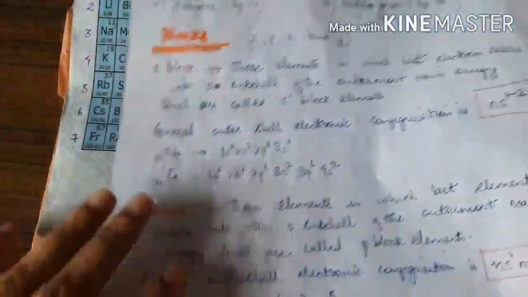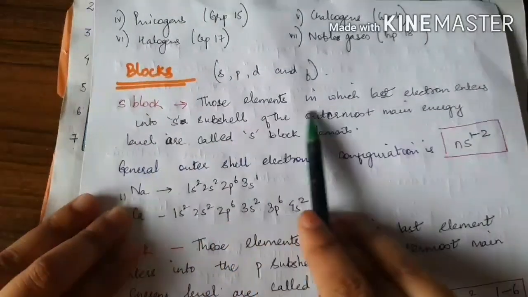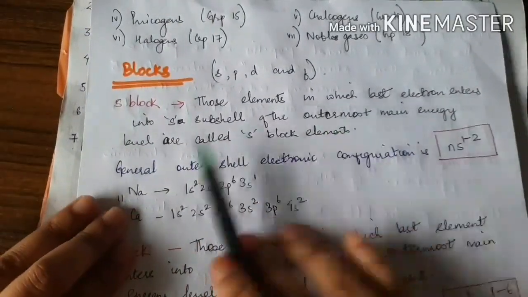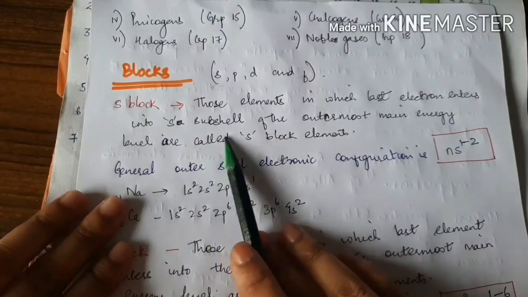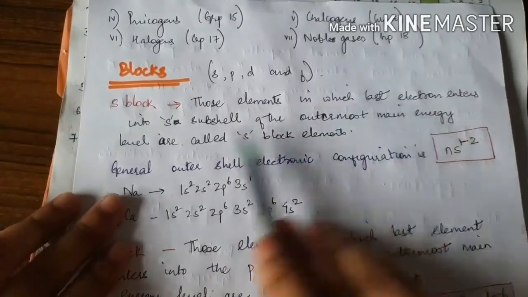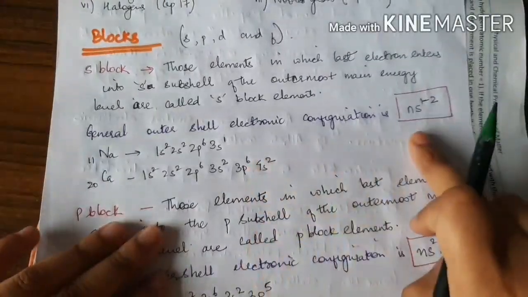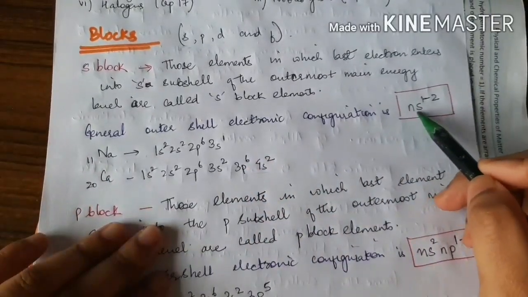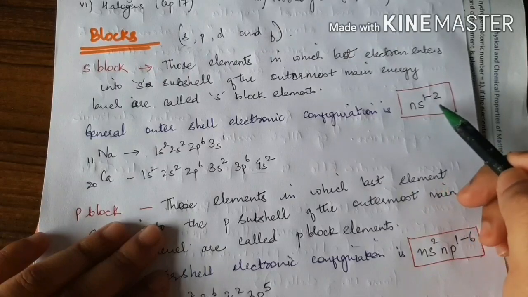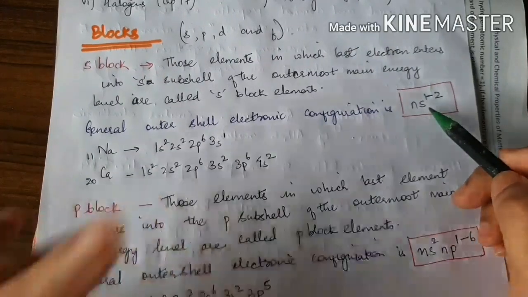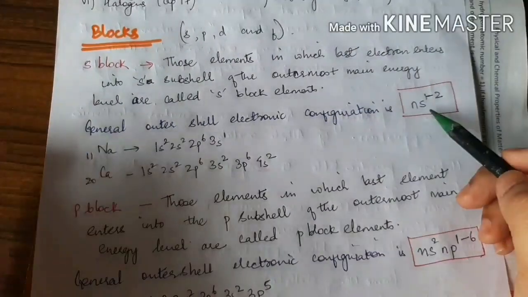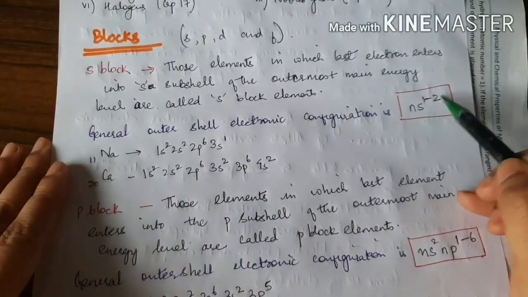Now let's see the S block. These are elements in which the last electron enters the S subshell of the outermost main energy level, as I told you already. So the general configuration for this one would be ns1 to 2. S will have only either 1 or 2 electrons, yes or no? So out here, ns1 to 2.